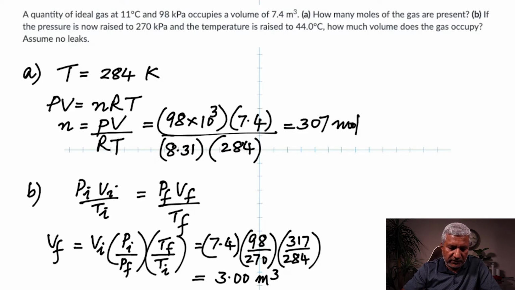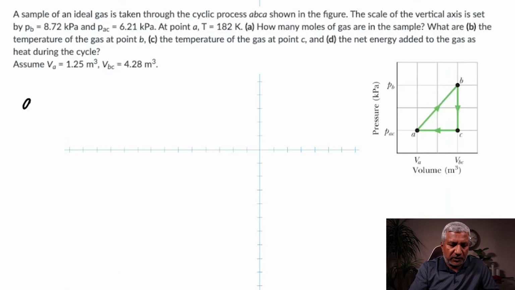Oh, you're not able to see it? Now? Yes, we are. Yeah. 3.00 meter cube is what you get. And in case you find some of these calculations are wrong, not many, forgive me for that. I tried to do it as fast as possible. All right, let's move on to the next one.